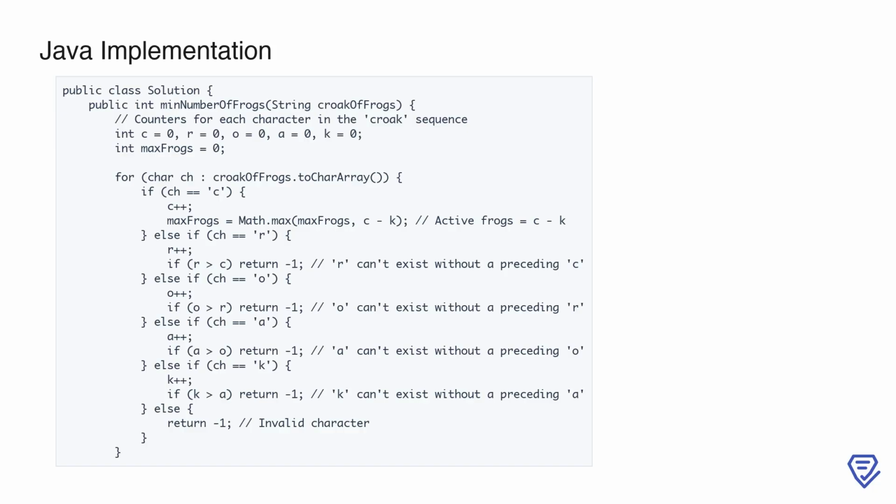However, we also include checks to ensure the sequence is valid. For instance, there cannot be more R characters than C, as R must always follow C. Similar checks are applied to ensure O follows R, A follows O, and K follows A. If any of these conditions are violated, we return -1 immediately, indicating an invalid input string. Finally, if an invalid character is encountered, we also return -1 to handle cases outside the expected croak sequence.